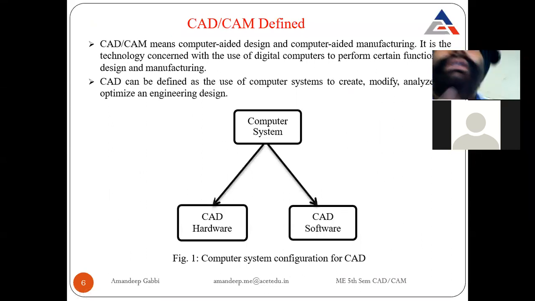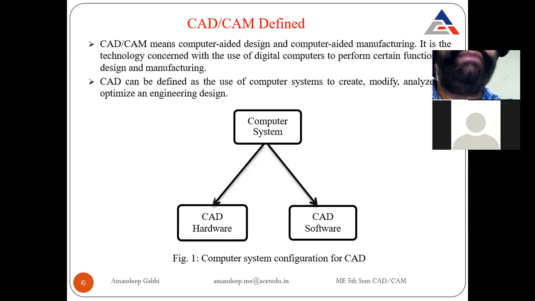Now, the definition of CAD/CAM. CAD/CAM means computer-aided design and computer-aided manufacturing. As I have told you earlier, it has two parts. The syllabus is divided into two parts: computer-aided design and computer-aided manufacturing. So it is the technology concerned with the use of digital computers to perform certain functions of design and manufacturing. Basically, computer-aided means with the help of computers: designing with the help of computers, manufacturing with the help of computers.